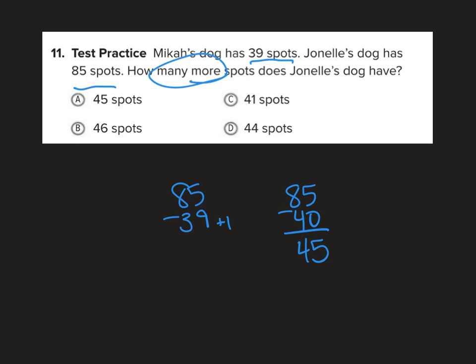I noticed 39 is almost 40, so I'm going to add 1 and do 85 minus 40 to get 45. Okay, now I took away 1 too many, right? I was supposed to take away 39, but I took away 40, so that means I need to add it back in. Because I took away too many. So the answer is actually 46.